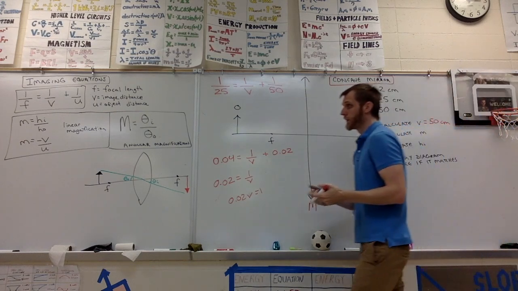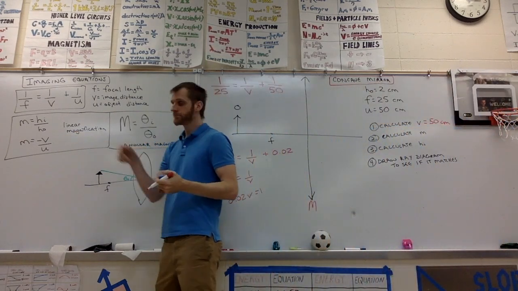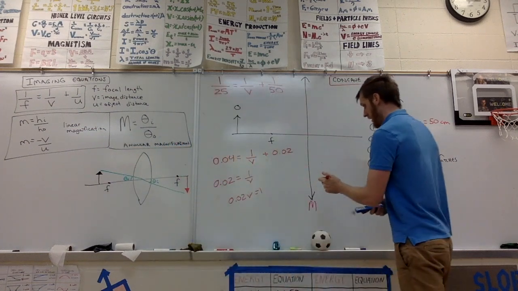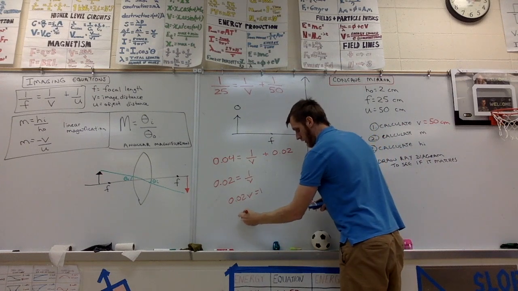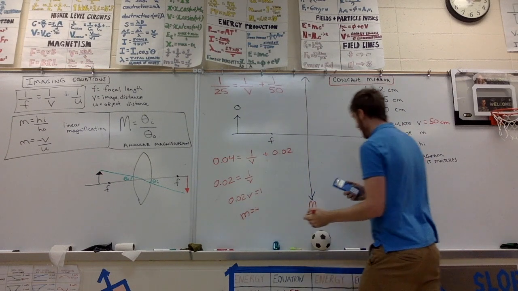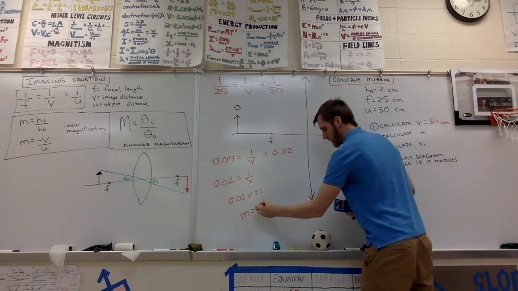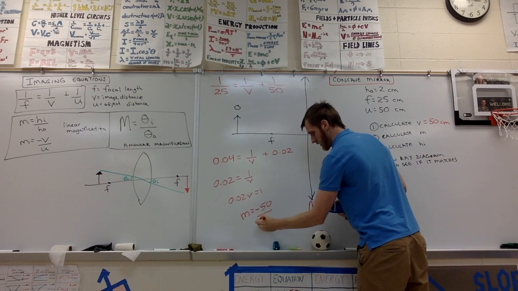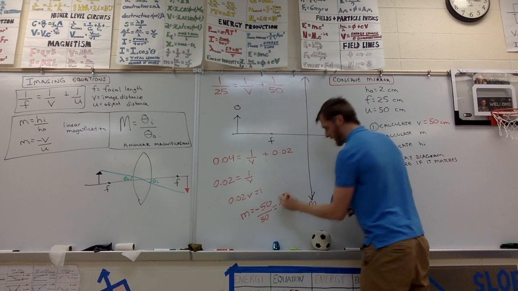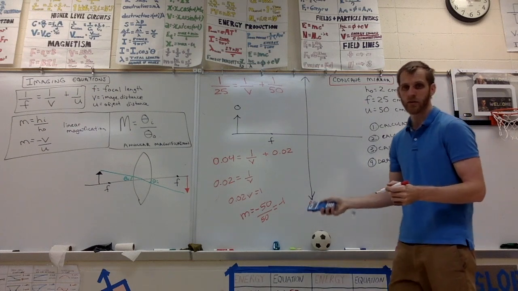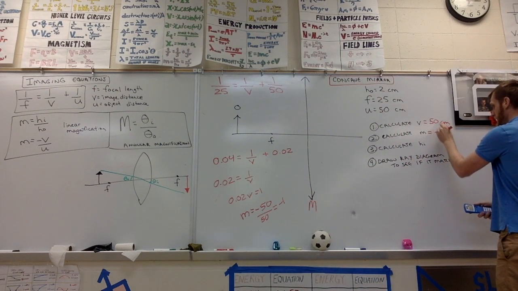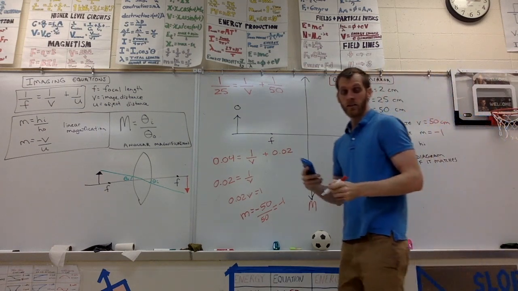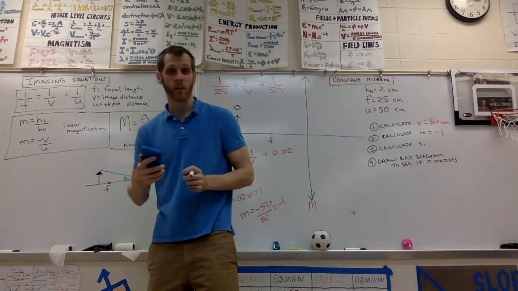Let's calculate m. Looking at magnification, our magnification is equal to negative v over u. So m is negative v, which is negative 50, over 50, which results in a value of negative 1. There's no units. We're taking centimeters divided by centimeters. It's negative 1, which means that it should be the same size, but negative means it's upside down.